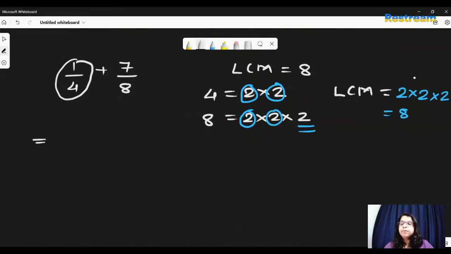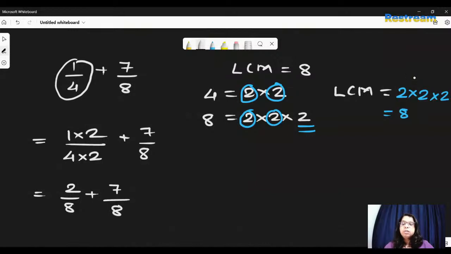So now you have to make sure that you make this fraction into 8. So that is equal to 1 into 2 over 4 into 2 plus 7 over 8, which is equal to 2 over 8 plus 7 over 8, which is equal to 9 over 8. Again, remember to convert your improper fractions into mixed fractions. So let's say it is 1 1 by 8. This is a very important step because we generally don't keep our fractions in improper form unless it is asked.